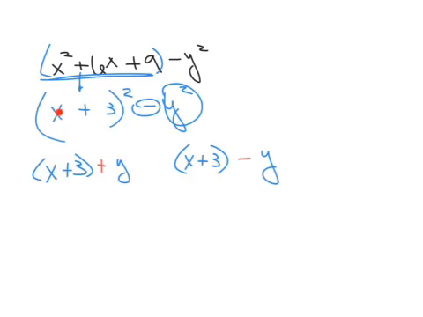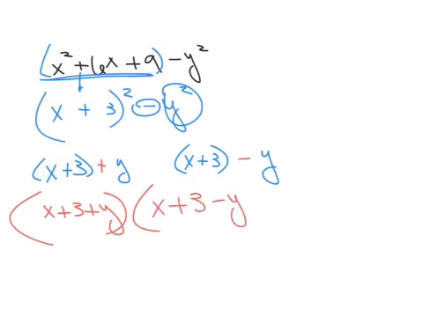Now when I looked at this, I saw, oh, I've got one term here that's squared and one term here that's squared. So I have the difference of 2 squares. When you have the difference of 2 squares, you take the square root of this, x plus 3, square root of that, y, and because there's a minus sign, we get a plus and a minus. So this ends up being, if we take the parentheses off, that times that. And if I were to multiply these two here, I would get this mess right here back.